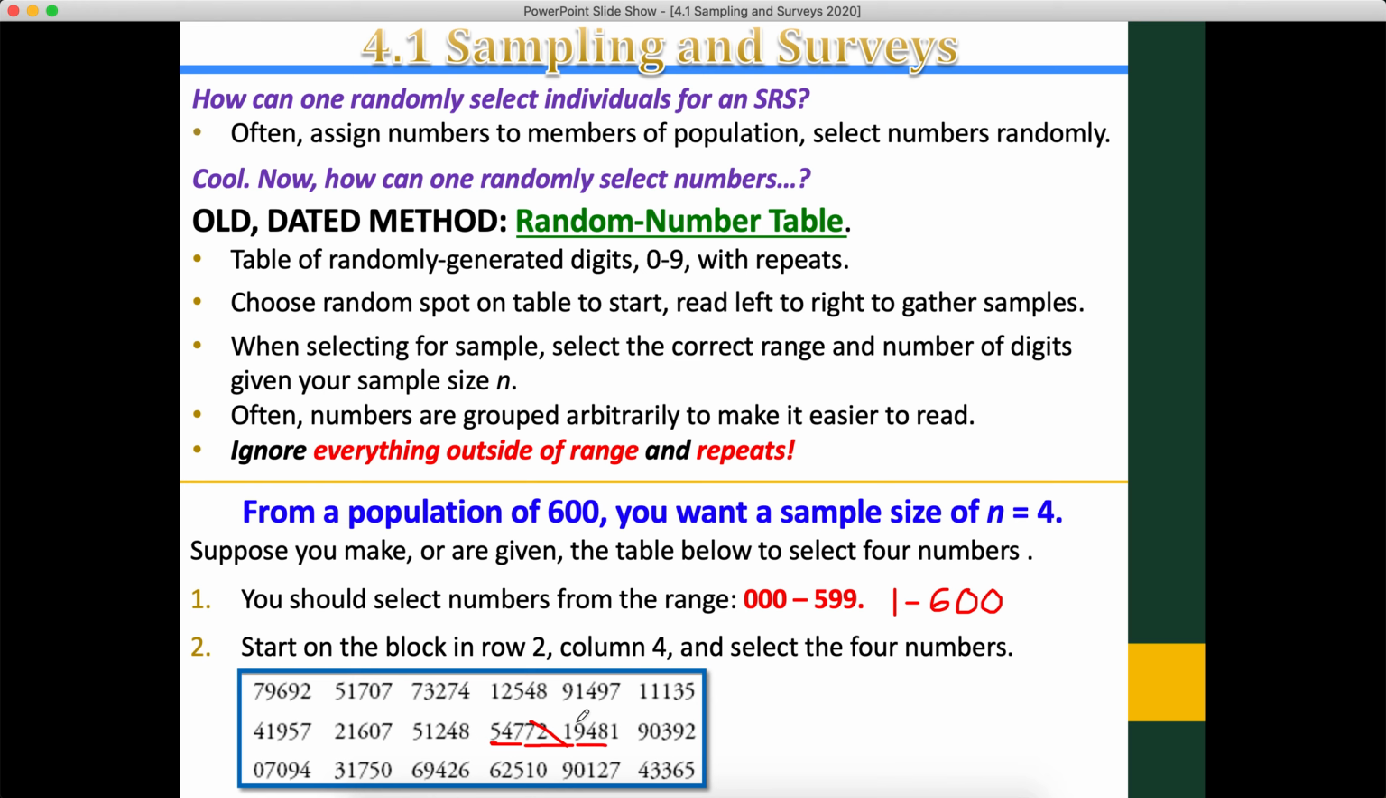Then 948, we ignore that too, it's outside of our range. 190 is next. 392 comes next, and then would be person, let me get there. I don't think it's going to let me. Person 70. So these would be our 4 numbers: 547, 190, 392, and then 70. Great.